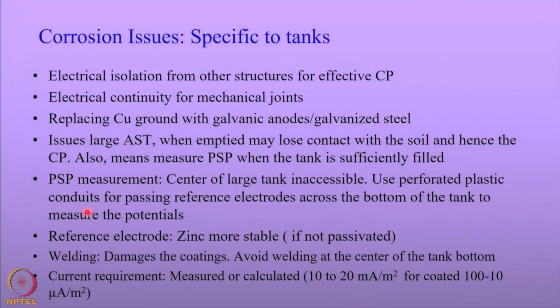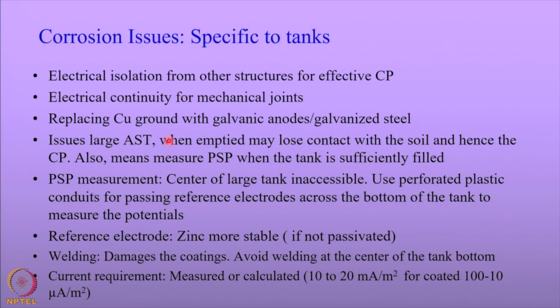Let us look at the specific issues that are applicable, or that one should be worried about, when you talk about storage tanks. We know there are certain process liquids which are being stored or taken out. So, there are inlet and outlet pipelines, and these pipelines are required to be electrically isolated, or if you cannot isolate them, we need to look at them as a composite structure when you design the cathodic protection systems.